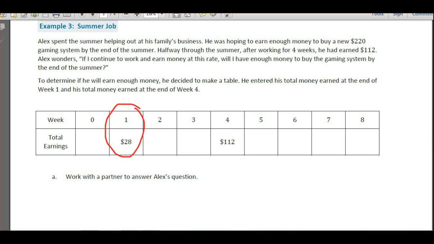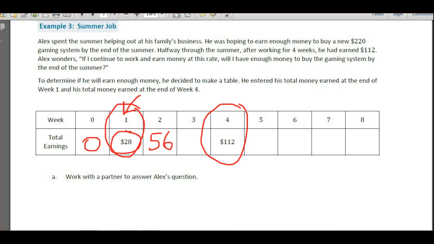But maybe it's a little bit of a trick. I don't know. Maybe they're seeing if you went ahead and actually took the time to do this division here, because as you can see right here, it looks like $28 a week. But if you did do that and divided $112 by 4, you would have seen that that was also $28 a week. Therefore, you could just fill in the chart.